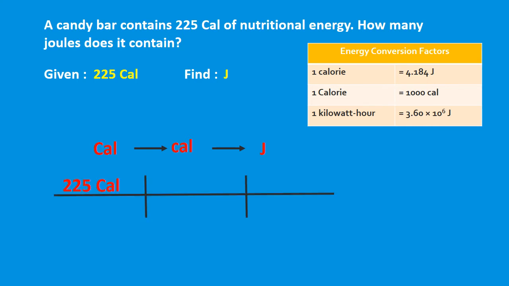So we start with our 225 Calories. We convert that to small cal, since we have 1,000 small cal per unit of nutritional energy. Then we convert to joules, 4.184 joules per calorie. That will give us 9.41 times 10 to the 5th joules.